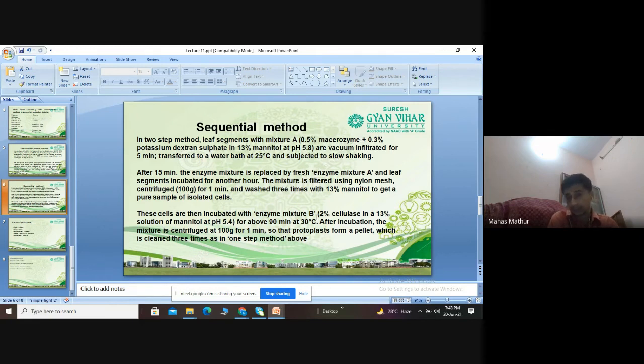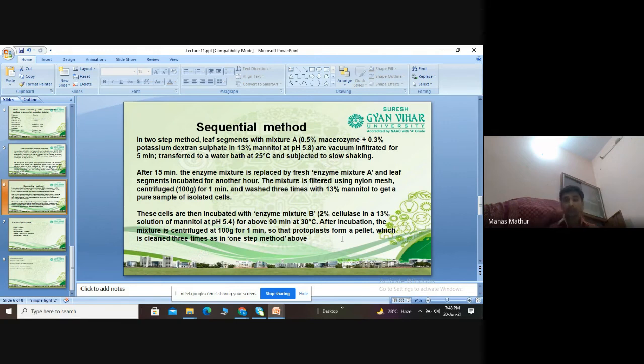In this method, we treat with the enzyme, then centrifuge, followed by treating again with the enzyme and centrifuging again. So 2 times centrifuge and 2 times enzyme. Finally, after the second centrifugation, we get a pellet and supernatant. The pellet has the pure protoplast, and the supernatant has some impurities. We will discard those impurities. So these are the methods for the isolation of protoplast.